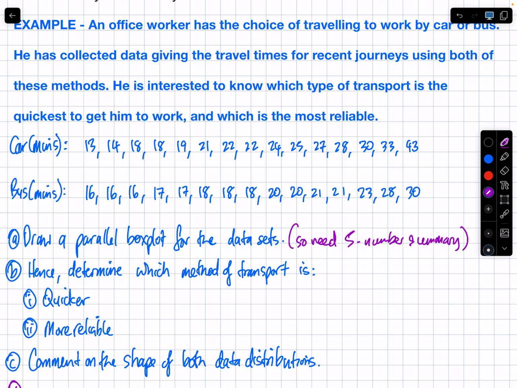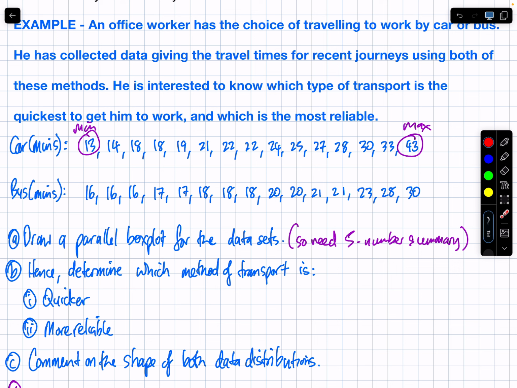While you're copying that, it won't take that much brain power, so you can continue for us to start doing some setup here. If part A is asking us to draw a parallel box plot for the data sets, how do I draw a box plot? I need the 5-number summary. Do I need a formula to tell me what the minimum of the first set of data is? No, circle it. 13 is the min. The max is 43.